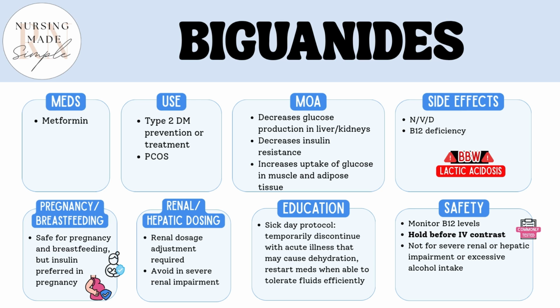As mentioned before, we'll monitor their B12 levels, although it's not super concerning that they'll develop a macrocytic anemia based off this. Something important that you need to know is that this medication should be held before IV contrast. Contrast can increase the risk of metformin toxicity, and it's not recommended for severe renal or hepatic impairment or excessive alcohol intake because all of those can increase the risk of lactic acidosis.